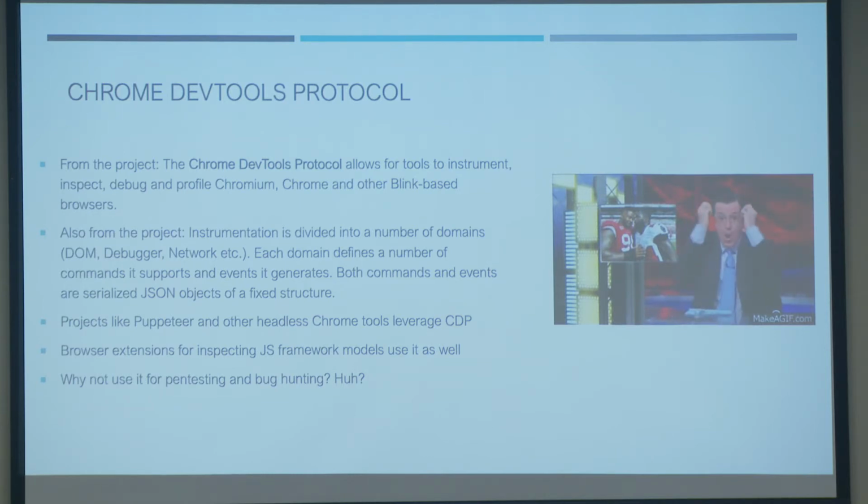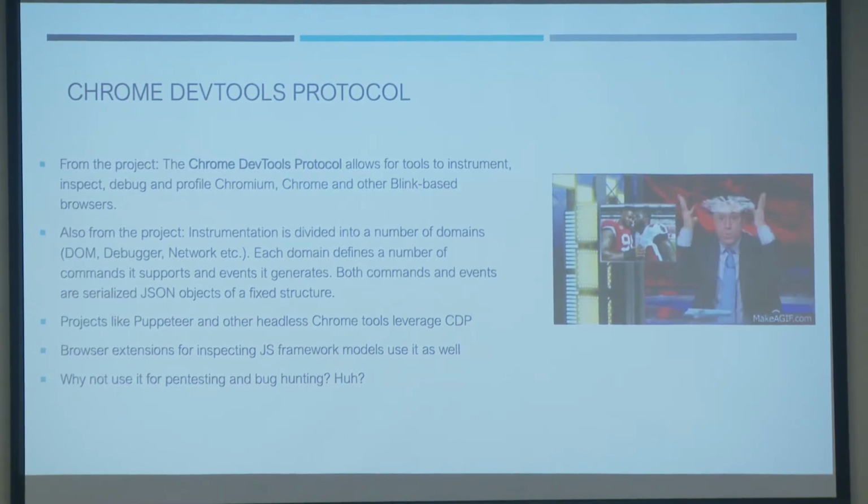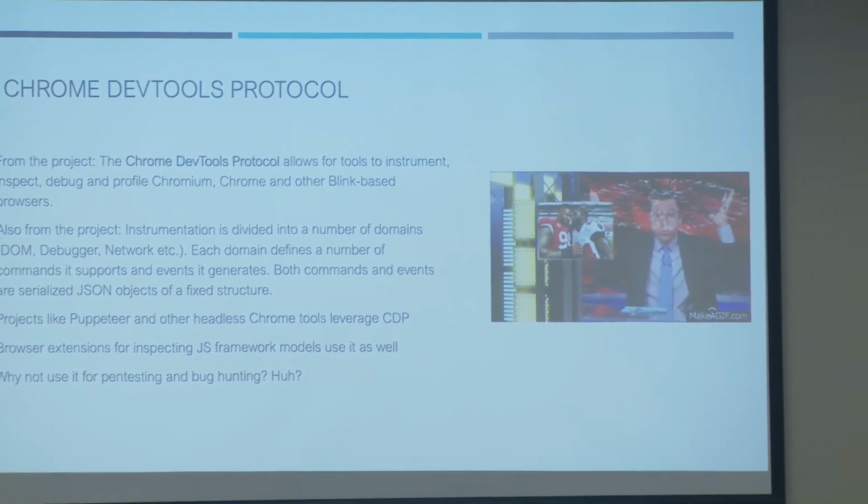This is from the definition of their site. It allows for tools to instrument, inspect, debug, and profile Chromium and other Blink-based browsers. That I'm not sure what that means, but also from the project, basically this instrumentation is divided into different domains. The main ones being DOM, the debugger, network. And each domain defines a number of commands. Basically an API, and it supports events as part of that API that you can hook to and do things like intercept requests, modify responses, inject code, and things like that.